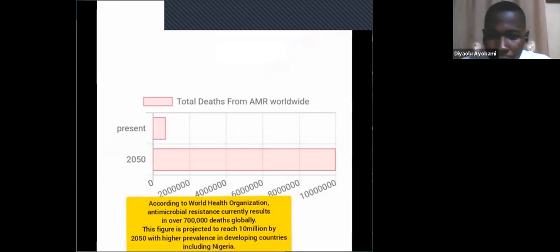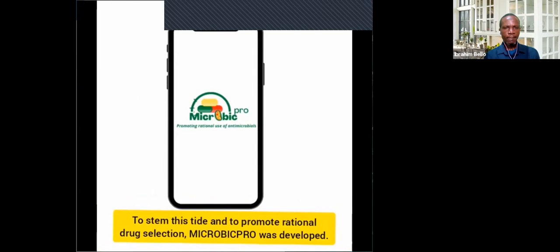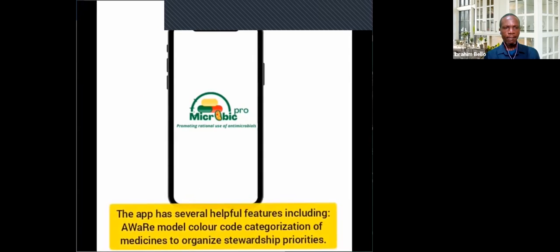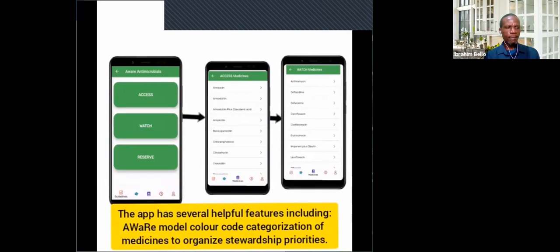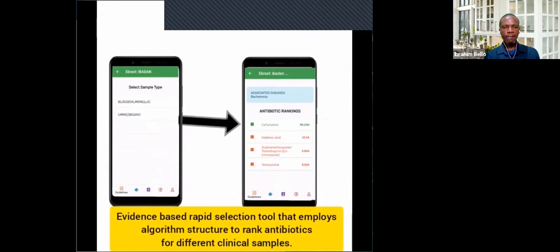According to the World Health Organization, antimicrobial resistance currently results in over 700,000 deaths globally. This figure is projected to reach 10 million by 2050, with higher prevalence in developing countries including Nigeria. To stem this tide and to promote rational drug selection, MicrobicPro was developed. The app has several helpful features, including AWaRe model color code categorization of medicines, organized stewardship priorities, antibiograms from different locations to guide empirical choice, and evidence-based rapid selection using an algorithm structure to rank antibiotics for different clinical samples.